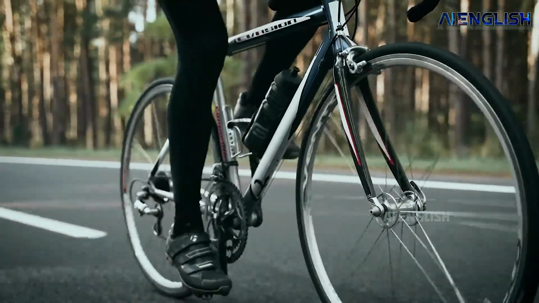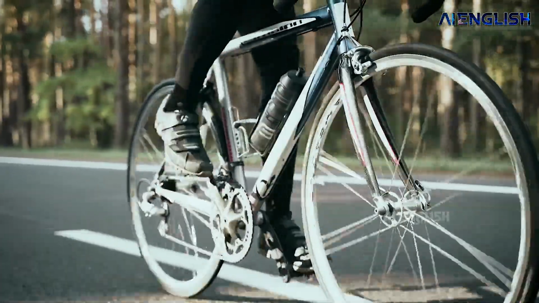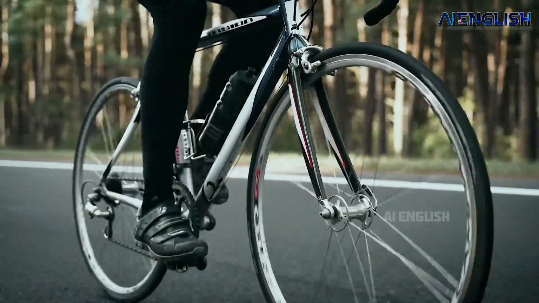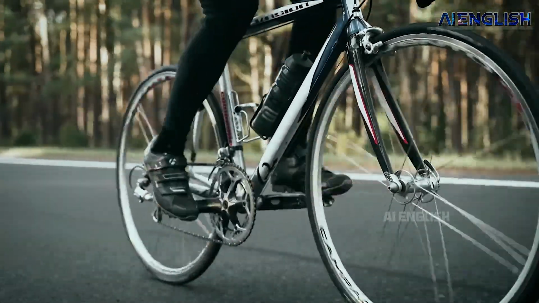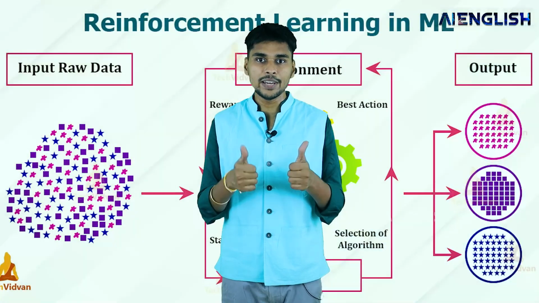And here is one more general example for reinforcement learning. You are learning to ride a cycle. You don't know how to pedal it, and you don't know what the output is, because every rider has their own style of pedaling. So once you start pedaling, you may fall down, then you stand up again and start pedaling, falling down again. So with a lot of trial and error, you are able to learn cycling. So this is one of the best examples for reinforcement learning.